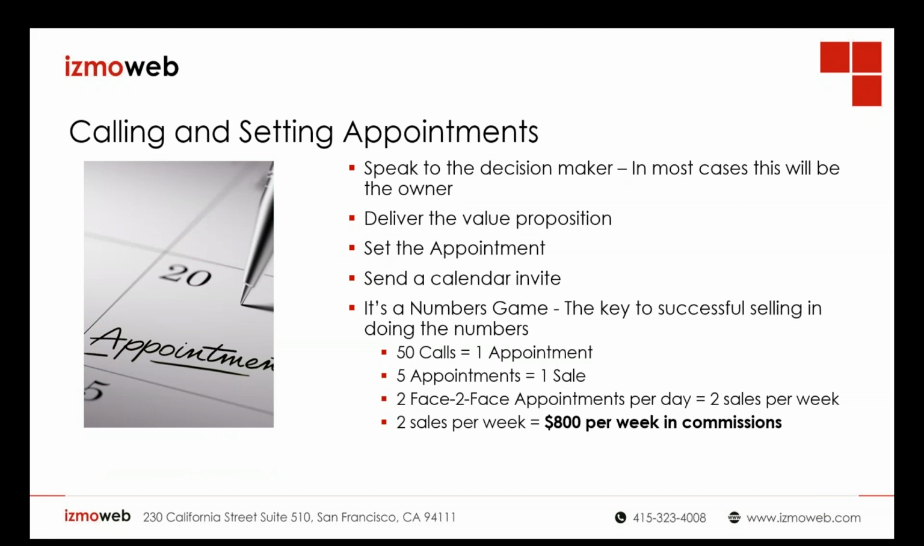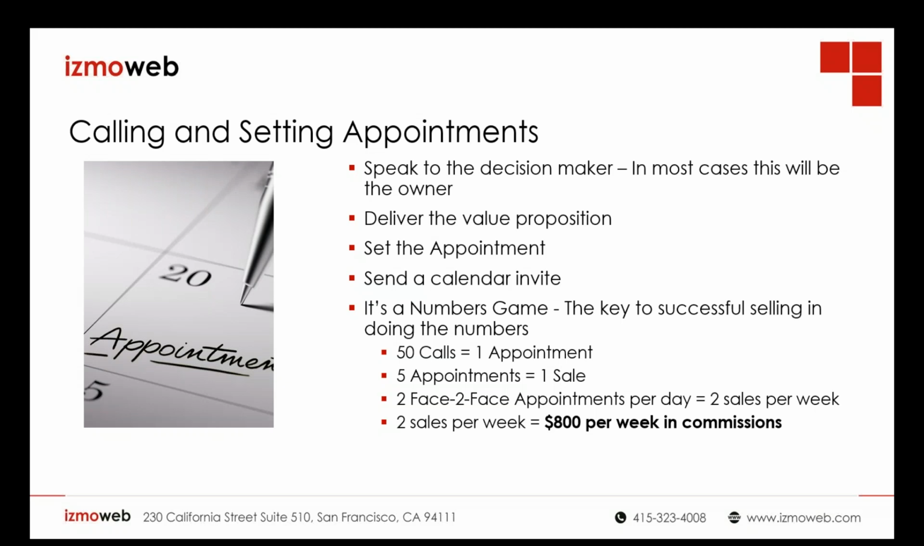So when you're calling on these companies, there's a couple of steps that you're going to want to go through. Once you have your list built, you're going to want to make a call into these companies. And typically what you'll want to do is talk to the decision maker right away. In most cases for these businesses, the decision maker is going to be the owner of the business. Deliver the value proposition around, hey, this is a way to get a website up and running quickly, pre-built content, customization, great customer support. What you want to do is set that appointment, send them a calendar invite, and get in there and have that meeting with them.